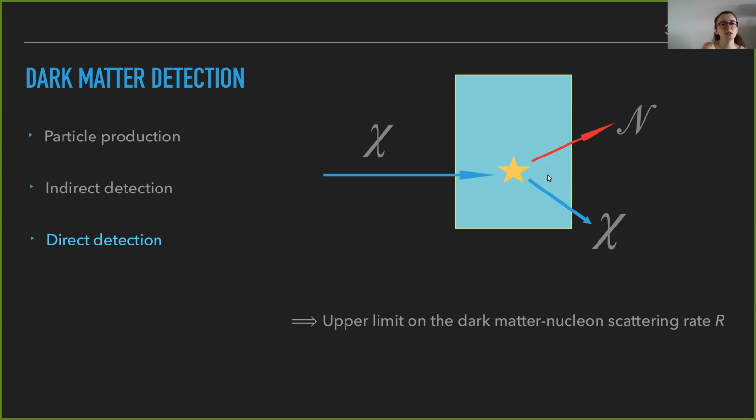So far, dark matter wasn't detected, but at least the experiment can constrain and give us a limit on the dark matter nucleon scattering rate. And this is a quantity we can work with in order to get limits on the coupling strength between dark matter and nuclei, or in other words, the dark matter nucleon scattering cross-section.